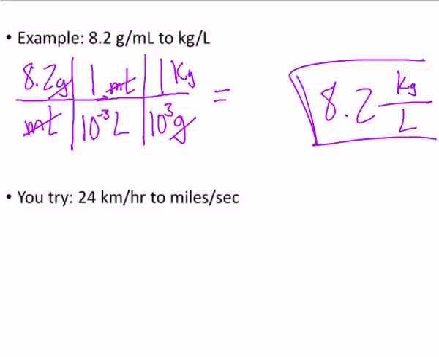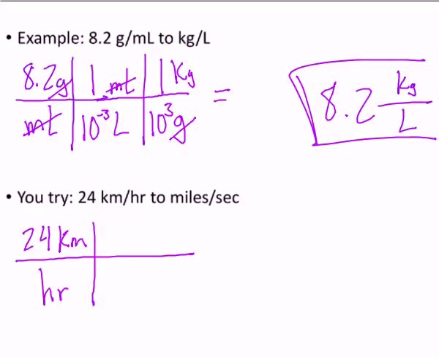All right, you guys try this problem. 24 kilometers per hour to miles per second. If I'm going too fast and you're struggling and you have questions, raise your hand. Now's the time to do that. So I'm going to start working this problem out. Check your work. I'm going to kind of explain it as I go along. If you're still working, keep going.